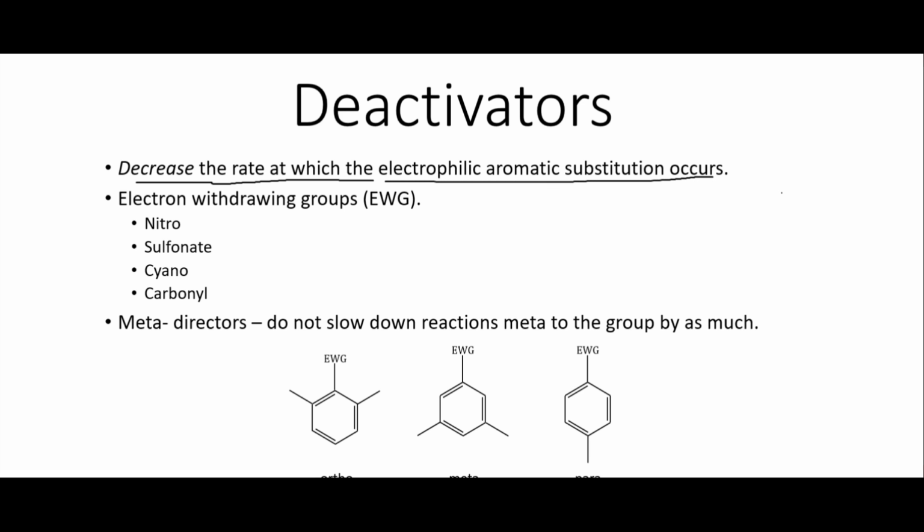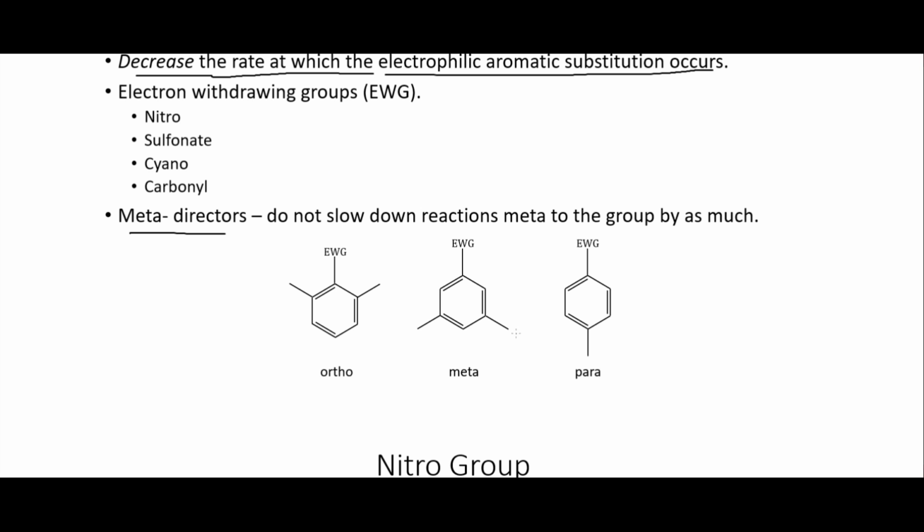And so we are going to be slowing the reaction down, but we're also going to be directing it towards the meta position. So remember, meta looks like this, where they are on these carbons here relative to our group right here. So we saw in the previous video that the electron donating groups are ortho and para directors. This one is going to be a meta-director.